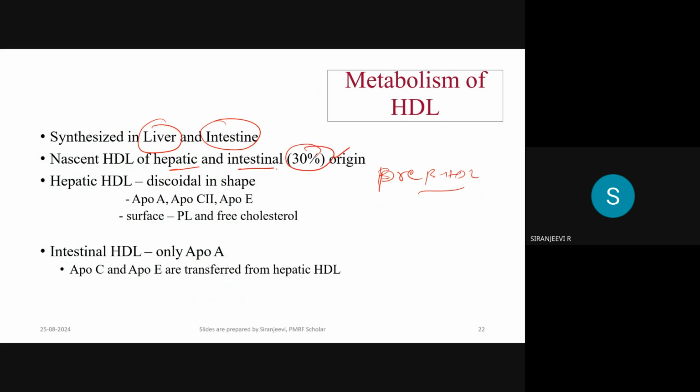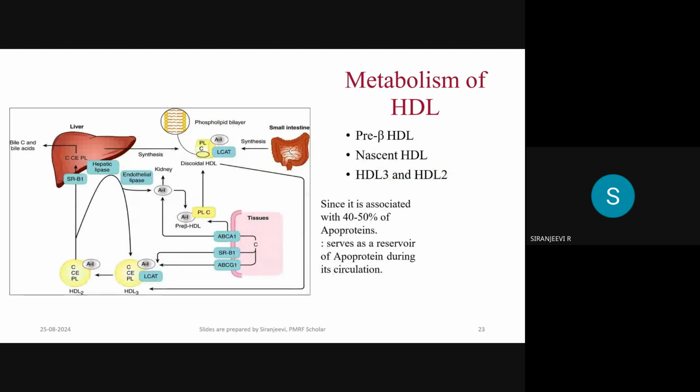And the hepatic HDL usually has the discoidal shape and it has ApoA, ApoC2 and ApoE. The surface has the phospholipids and free cholesterol. And the intestinal HDL has only ApoA, and ApoC and ApoE are transferred from the hepatic HDL. And this is the overall HDL metabolism that we can see. It has the pre-beta HDL and then the nascent HDL form and then HDL3 and then the HDL2 form.